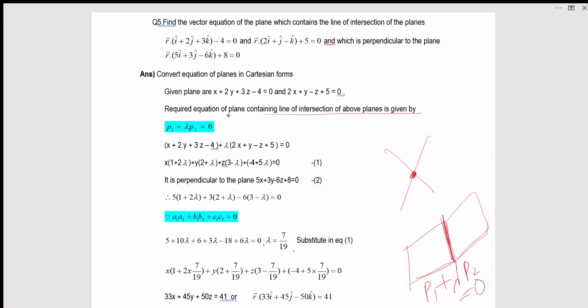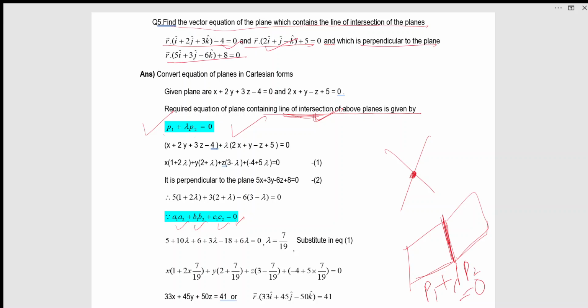So equation of plane containing the line of intersection. Don't get confused that you will get a line. Of course you will get a line, but this is the plane which is passing through the intersection of two planes. So the P1 plus lambda P2 equals to 0. And when two planes are perpendicular, so A1 A2 plus B1 B2 plus C1 C2 equals to 0. I'm reading the question now. Find the vector equation of plane which contains the line of intersection of the planes. So two planes are intersecting, plane 1 and plane 2, and it is perpendicular to the third plane.